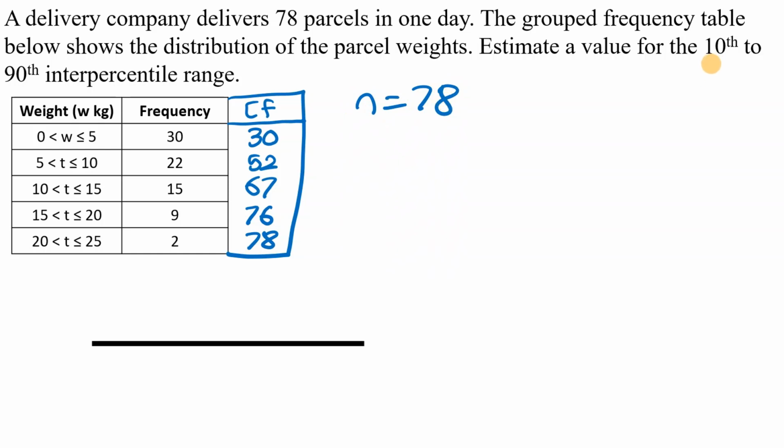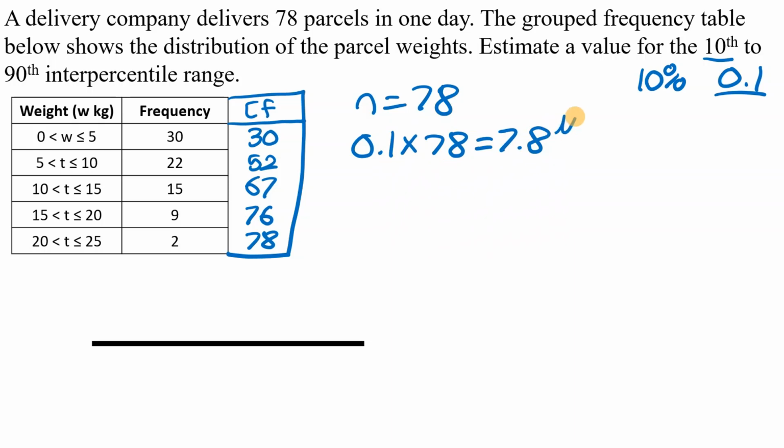So let's start with finding the 10th percentile. So this is 10%, or 0.1. So this is what we're going to multiply n by. So we're going to do 0.1 multiplied by 78, which is equal to 7.8. So this here is the data value that we're looking for, the 10th percentile. Remember that for a grouped frequency table, we don't round it like we did before with the quartiles. We just keep it as it is here. So we're trying to find the 7.8 value.